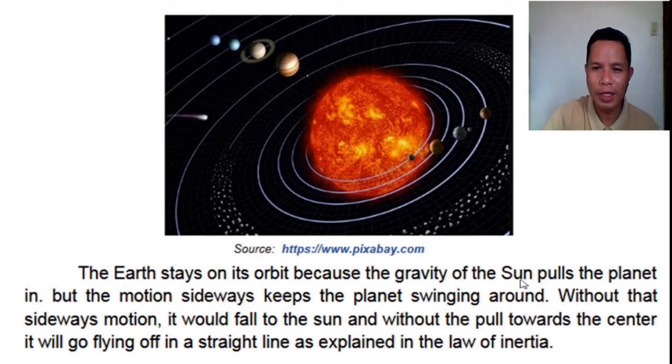The Earth stays in its orbit. So we have the third planet, the Earth, because the gravity of the Sun pulls the planet in. But the sideways motion keeps the planet swinging around. Without that sideways motion, it would fall to the Sun, and without the pull towards the center, it would go flying off in a straight line, as explained in the law of inertia.